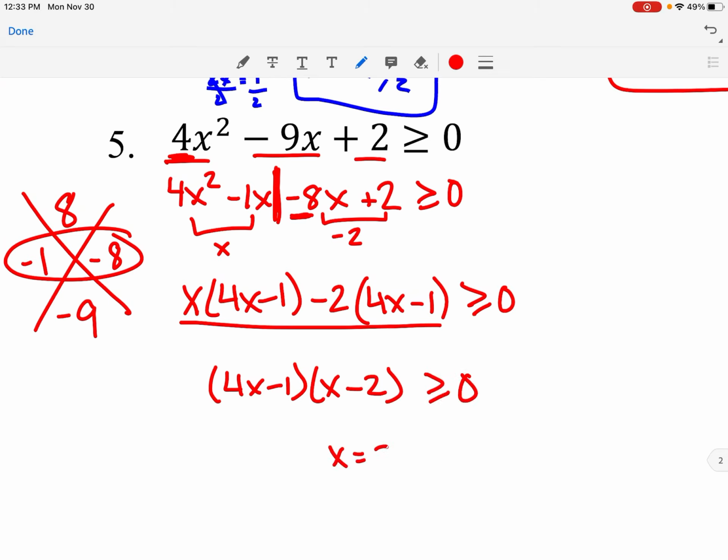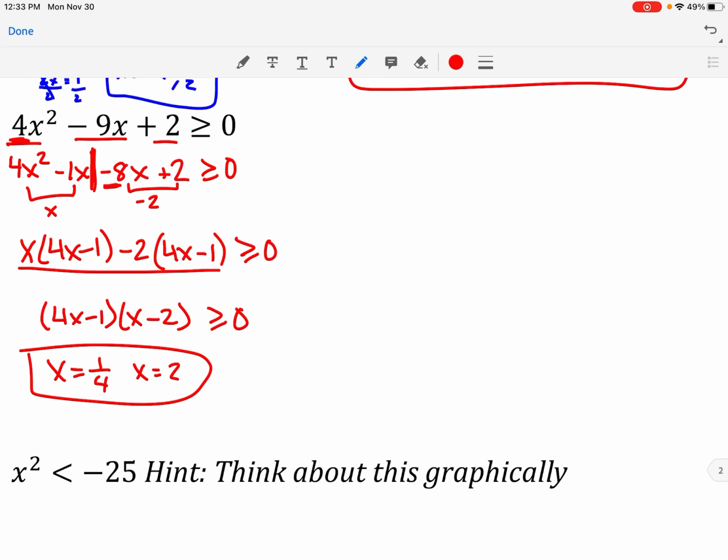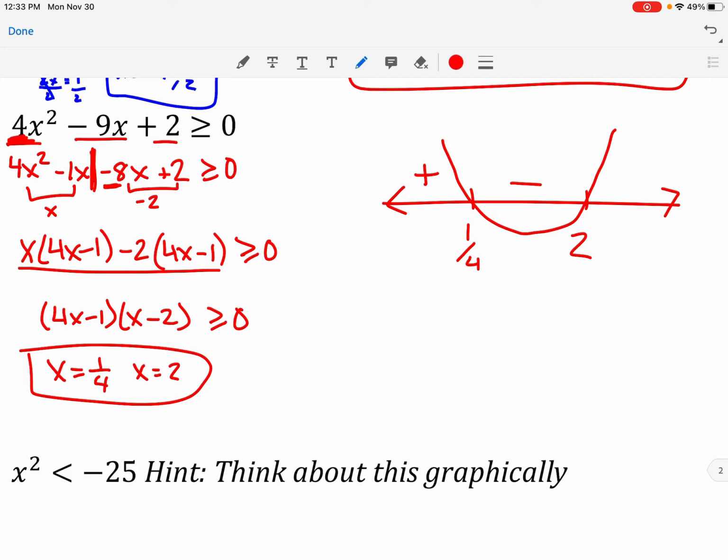So when I solve these, this one gets me an x equals 2. This one I do plus 1 divided by 4, so we're going to get positive 1/4 on this one. Those are my two numbers for my number line. So 1/4 is lower, 2 is higher. And looking at the shape of the graph, this over here has a positive, so it's going to go this way again. So this is a positive, this is negative because it's below, and this side is above the x-axis.